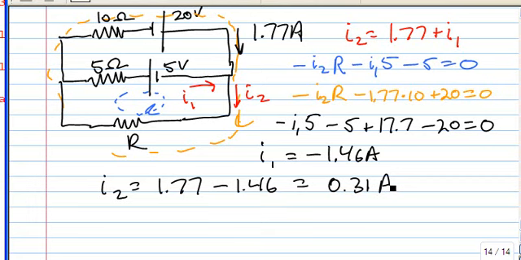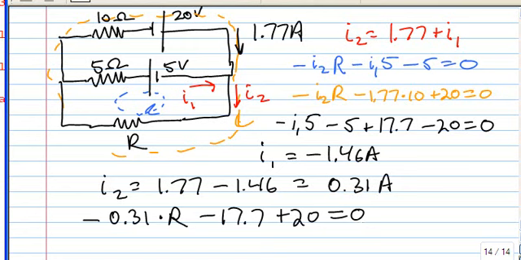Once I know I2, I can substitute back in order to solve for R, namely, in the last equation: minus 0.31 amps for I2 times the unknown R, minus 17.7 plus 20 is equal to 0. I can solve this equation, and when I do that, I find that the value for R is equal to 7.42 ohms.